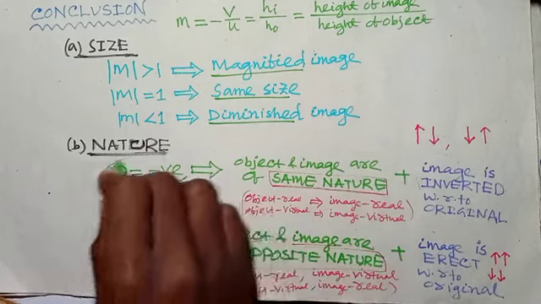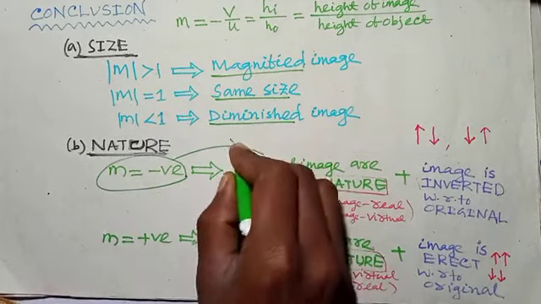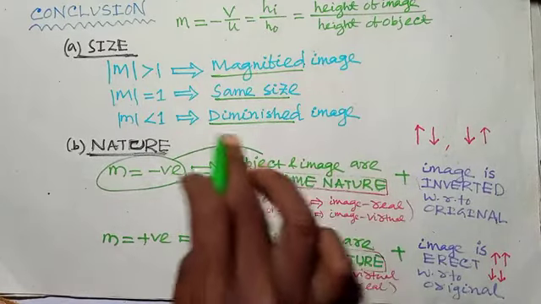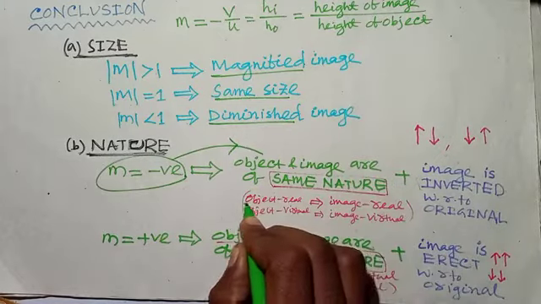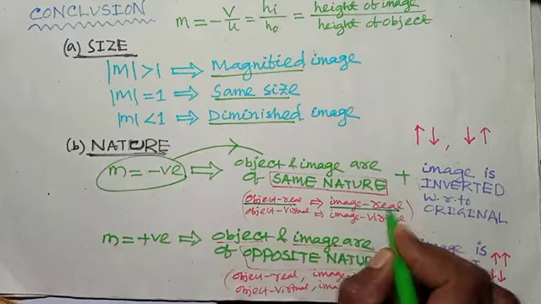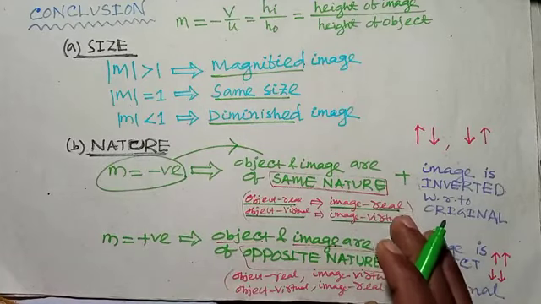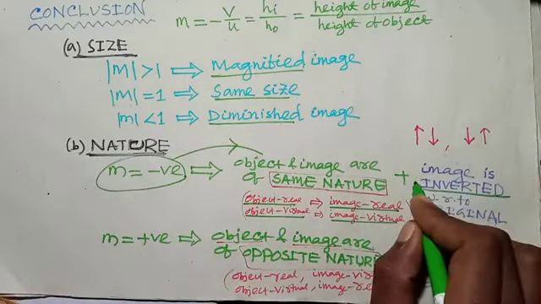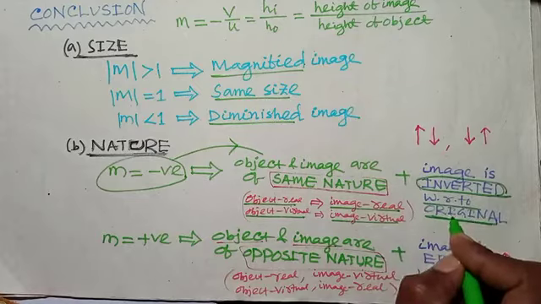When M is negative, it simply indicates that object and image are of the same nature. Same nature means when your object is real, then the image will be real. When the object is virtual, then your image will be virtual. And in case of negative M, your image is inverted in nature with respect to the original.